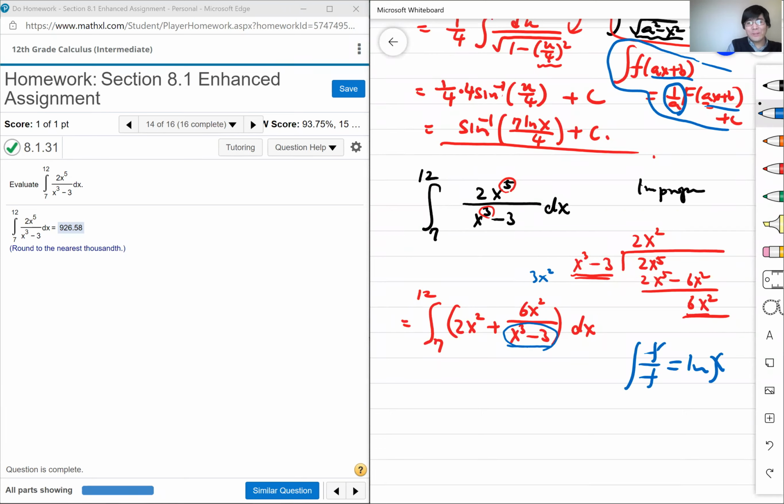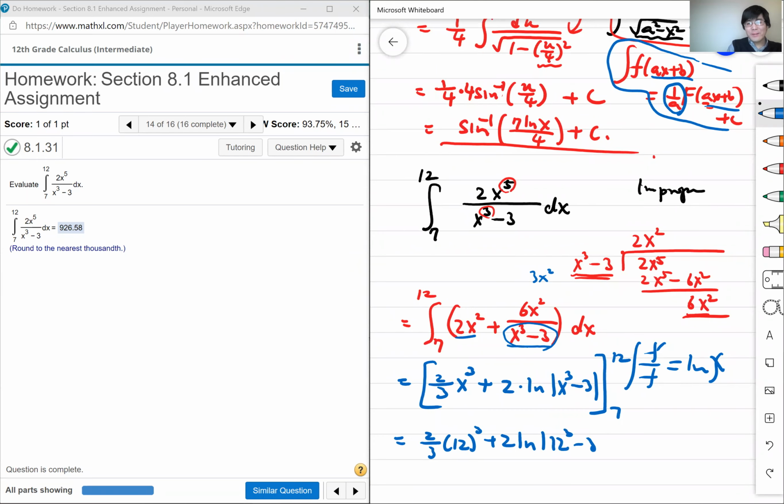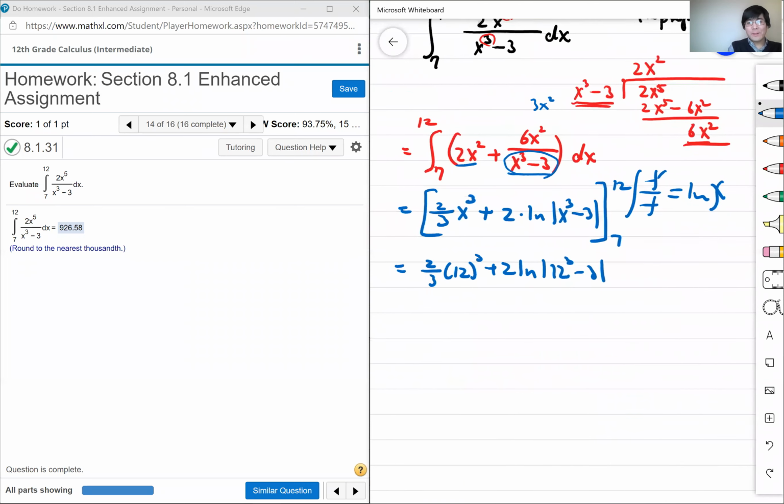So we can use this idea. It's going to be log of f. Integral of this one is just the power rule, 2/3 of x cubed plus 2 times ln of x cubed minus 3. Okay, now you plug in numbers. It's going to be 12 cubed plus 2 ln 12 cubed minus 3 minus 7 cubed minus 2 ln 7 cubed minus 3.